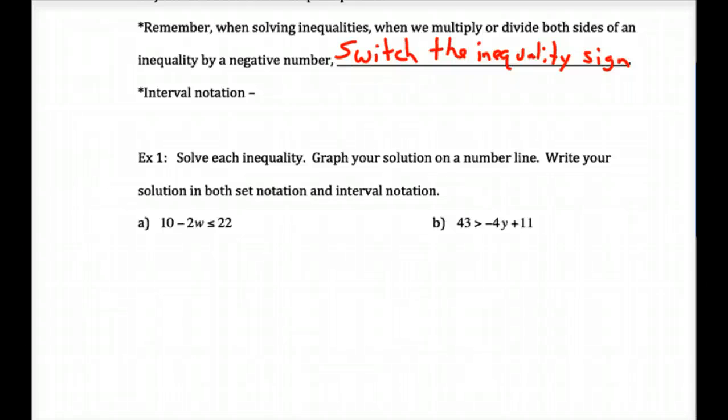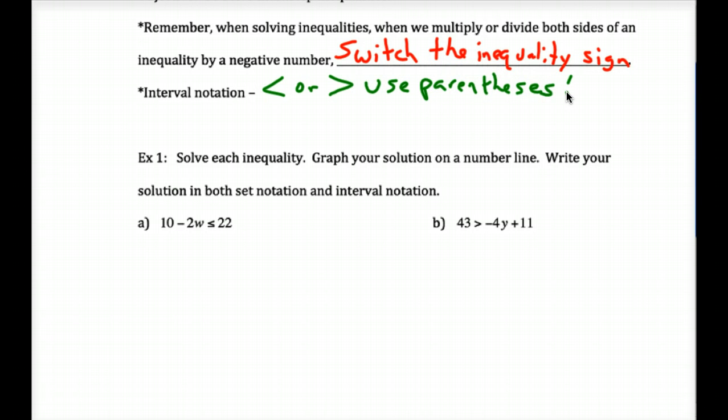Take a couple important things down first. Less than or greater than, with no line underneath them, use parentheses. Trust me on that. When we do an example, you'll see what I'm talking about. Greater than or equal to, or less than or equal to: if we have a line underneath them, we are going to use brackets.